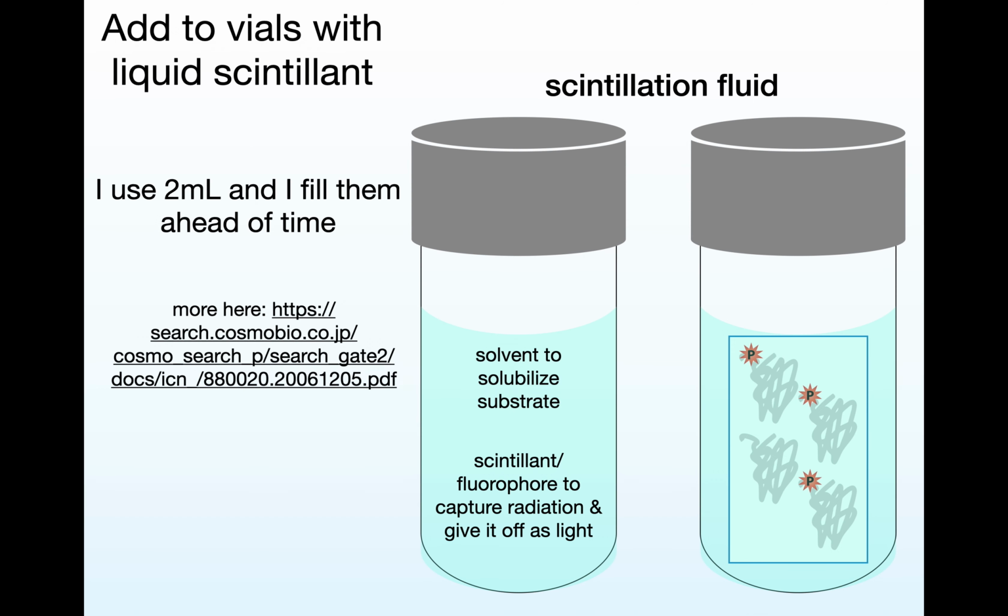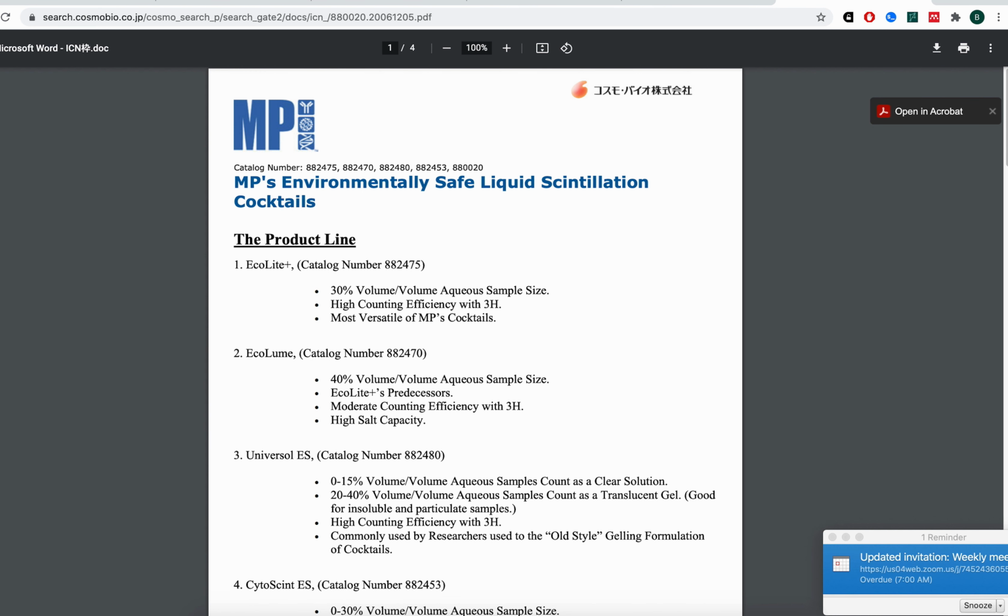Now we're going to add it to vials with liquid scintillant. So I typically, during the preparation stage, put 2 mL of the scintillant into each vial. Remember that scintillant has the fluor, and the thing that's going to capture the radioactive stuff and then pass it to the fluorophore, which is going to give it off as light. And then get measured.